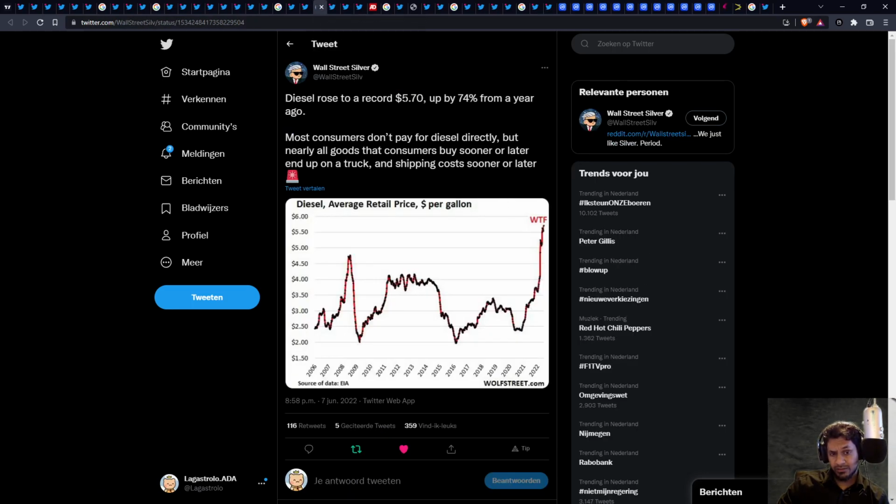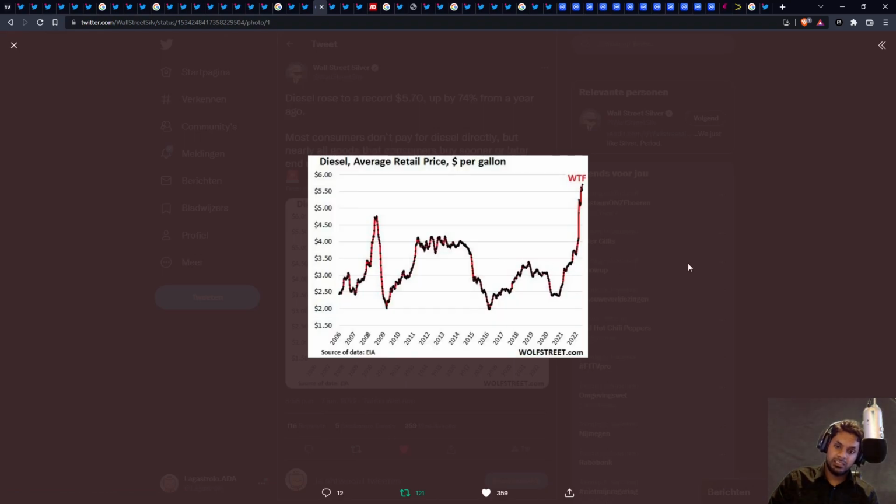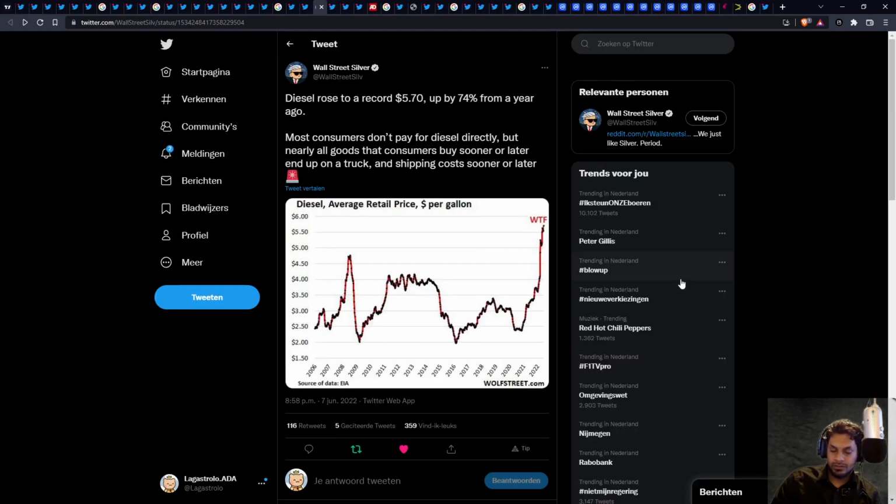Diesel rose to a record $5.70, up by 74% from a year ago. So basically, the gas here in the Netherlands especially is on steroids. It's very, very expensive. How much do we pay per liter now? It's around $12 a gallon in the Netherlands, and around $10 a gallon in Belgium. It's insane. I don't know what to say.